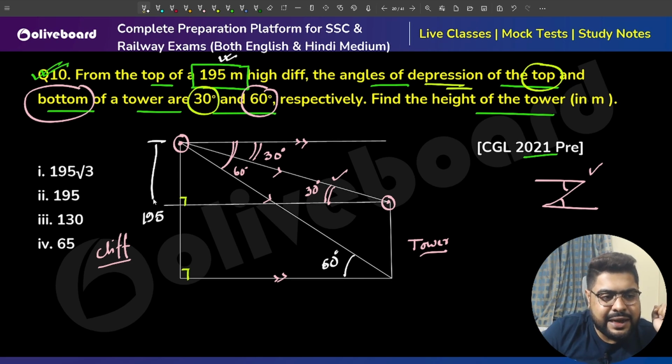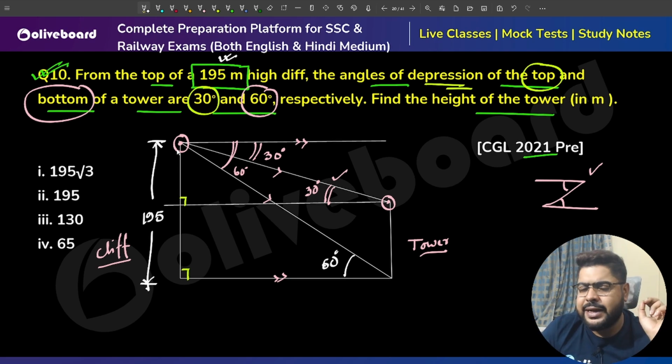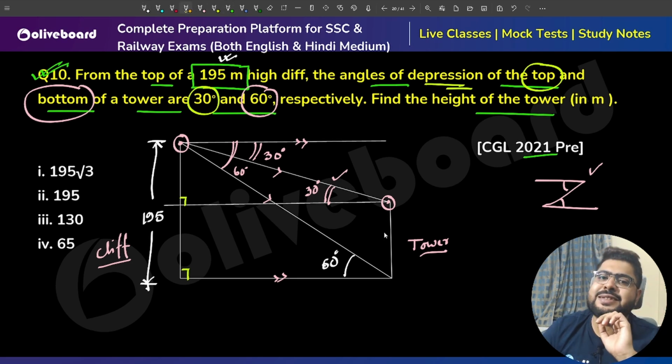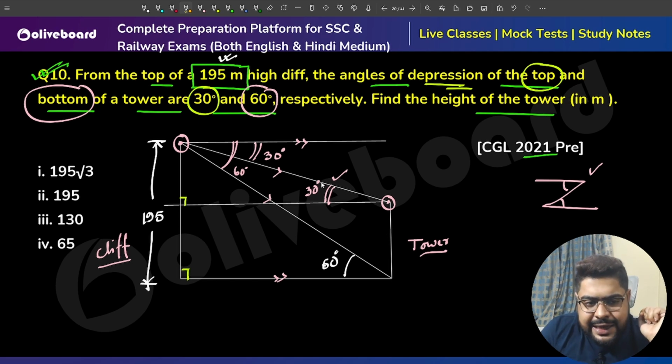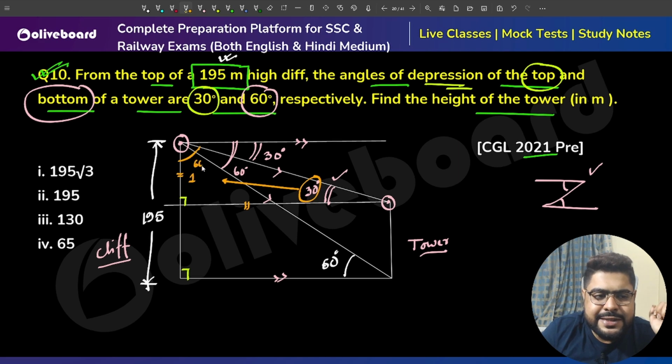That means this height, sir, in total is 195 meters. Now, we can see there are two right-angle triangles. Both triangles are 30-60-90 triangles, or 60-30-90, whatever you want to call it. Taking only the smaller triangle, opposite the 30 degrees, this part should be 1, right, sir? And what should this length be? It is 60 degrees. If this is 30, this must be 60, so this should be root 3.